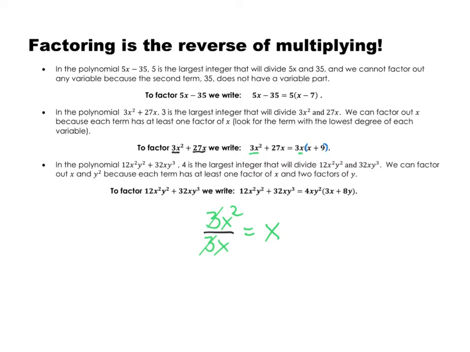All right. Using that same logic, we ask ourselves, 3 times what will give us the 27?